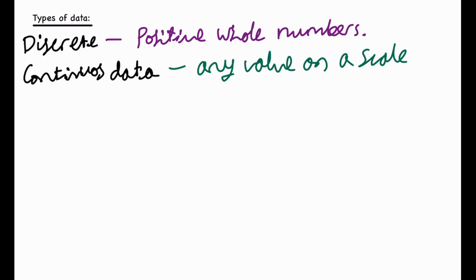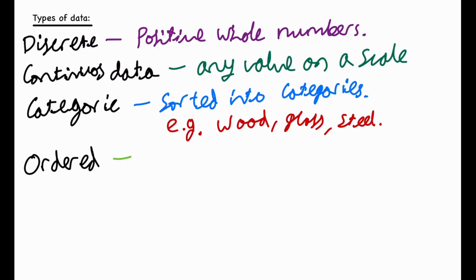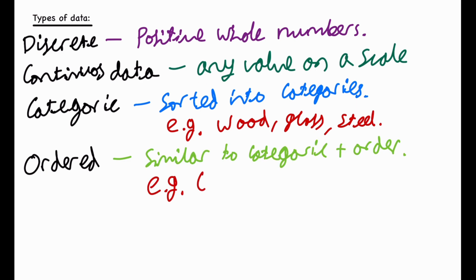Then we have categoric data, and this is when you have data that is sorted into categories. For example, wood, glass, steel are different categories of materials. And then we have ordered data. And this is very similar to categoric, but in this case they have order. An example of this would be low, medium, high.